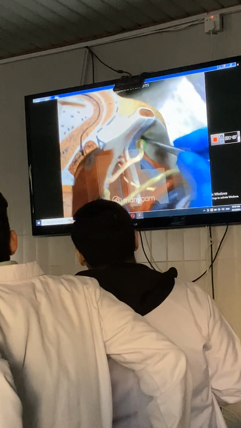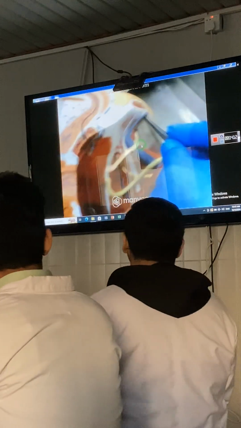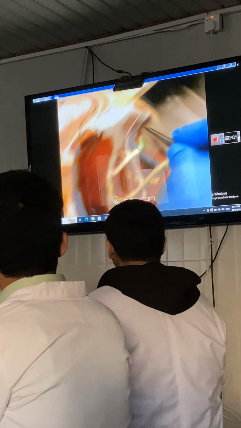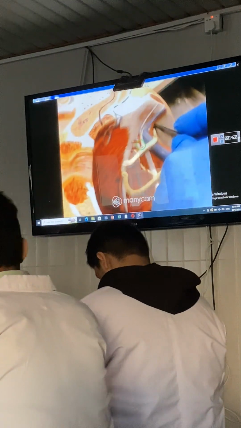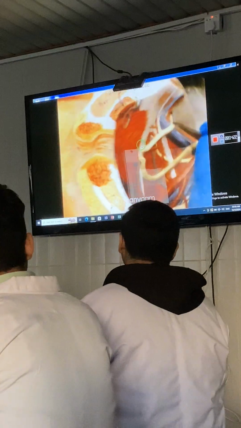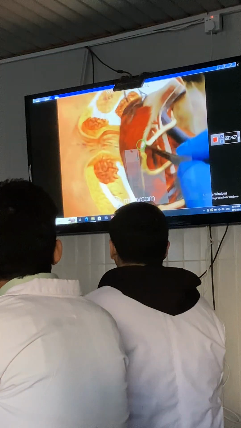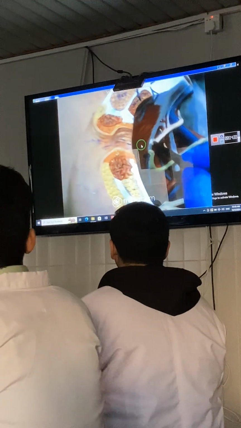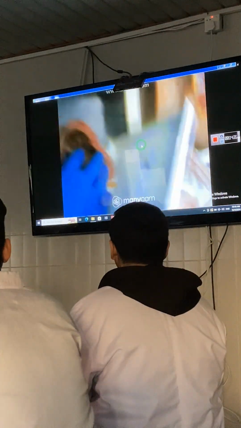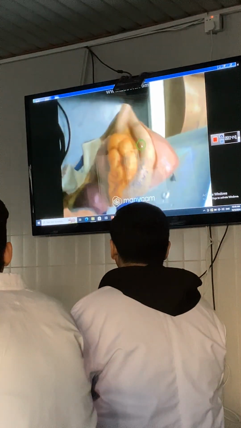Then, when the vas deferens exits out of the deep inguinal ring, it will turn medially on the lateral side of the inferior epigastric vessels. These are the inferior epigastric vessels, and this is the vas exiting out of the deep inguinal ring, and it's turning on the lateral side of these vessels, crossing the external iliac artery, and reaching the back of your urinary bladder. When the vas reaches the back of the urinary bladder, of course, let's look at the cursor. This is the vas on the back of the urinary bladder.